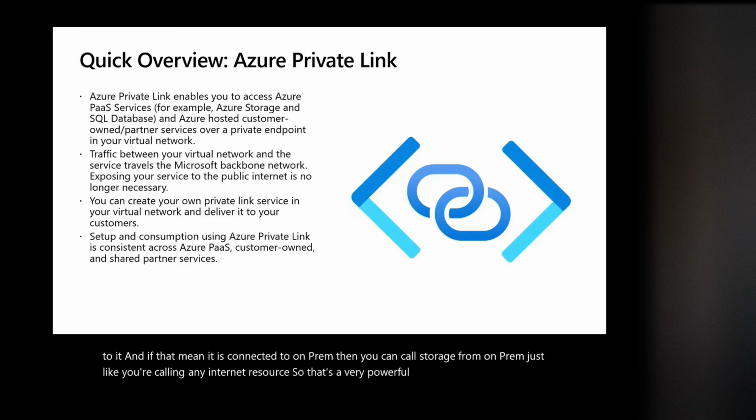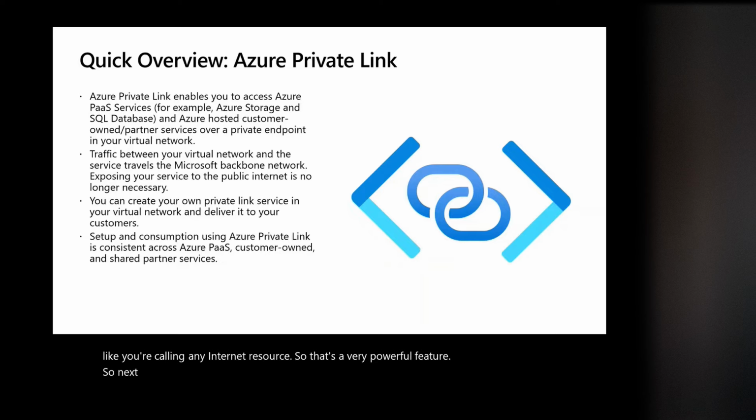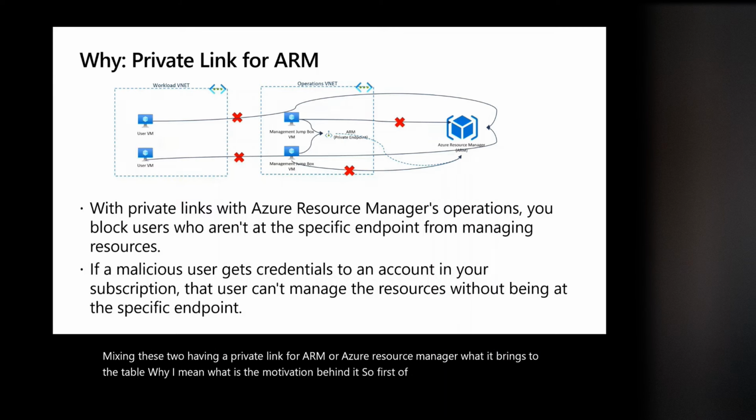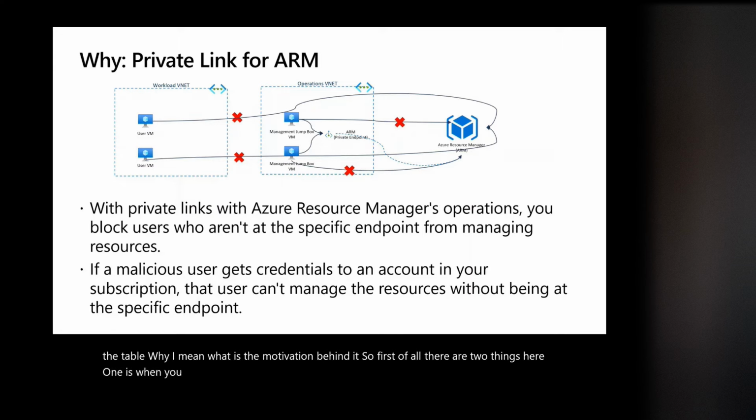Next, what we're going to take a look at is what mixing these two, having a private link for ARM or Azure Resource Manager, brings to the table. What is the motivation behind it? First of all, there are two things here. One is when you're using ARM APIs, you're going over public address space.